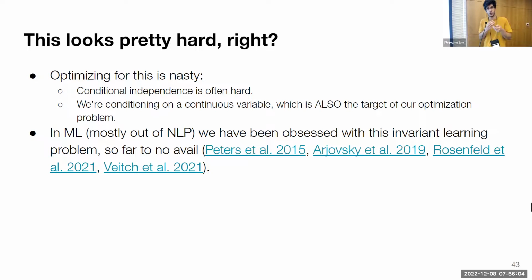So trying to learn a representation without knowing ex ante what the spurious information is, while optimizing in a way that ends up with some representation f of x that is stable, is really hard. Just to begin with, trying to enforce conditional dependence is a very hard problem in statistics and machine learning, but we are conditioning here on a continuous variable. We're conditioning on the prediction of our model, but this is also the target of our optimization problem. We want to get a representation that satisfies this problem.